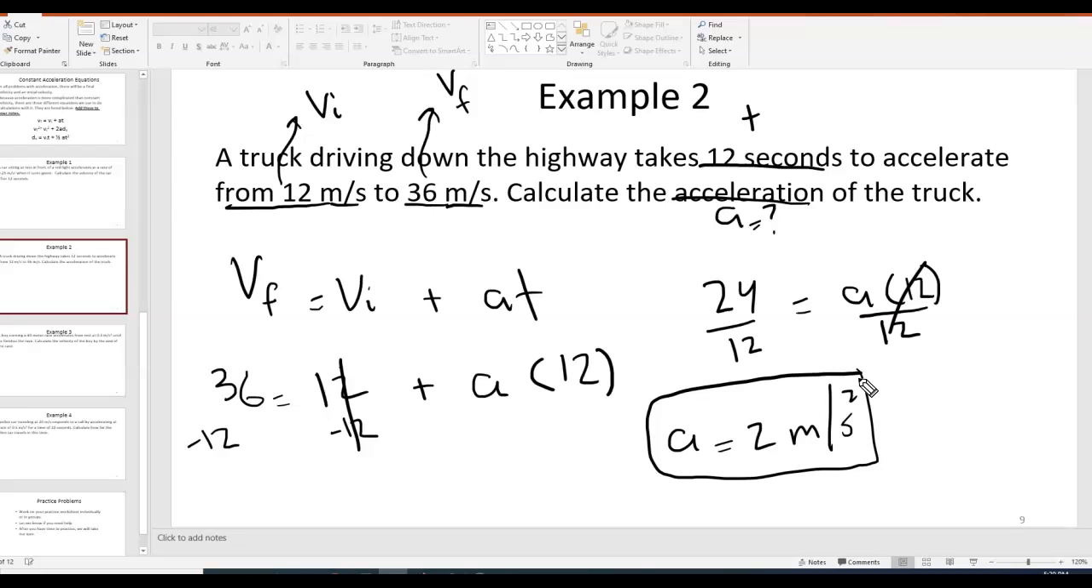And so you see these problems are a little more involved than constant velocity problems. There's a little bit more math involved, and you have to be careful identifying your variables. Pause it here if you need to look over that more carefully. Okay, so let's go to the next example.